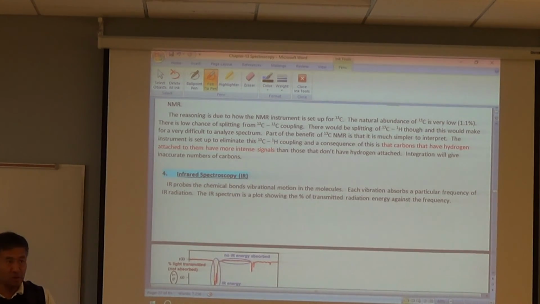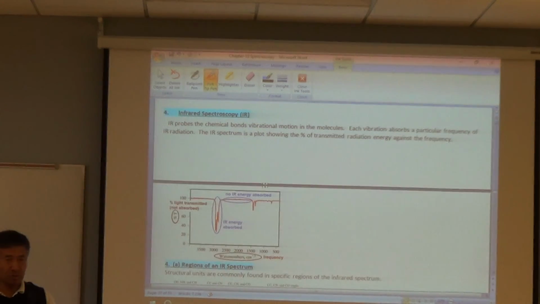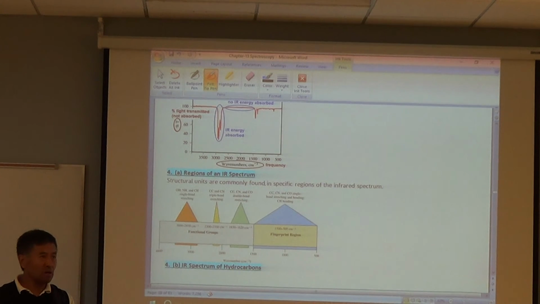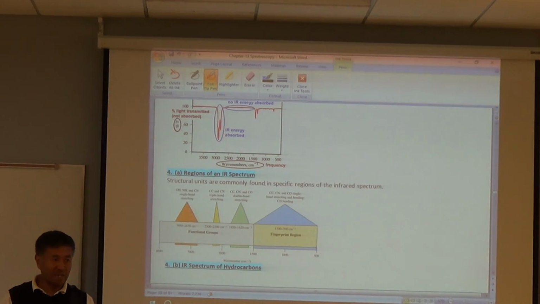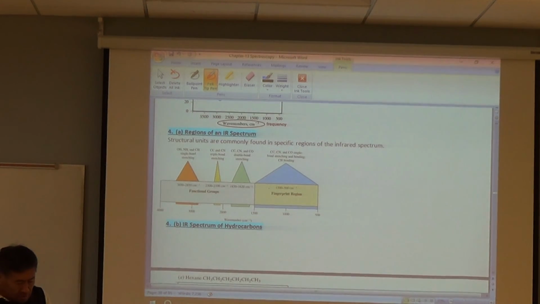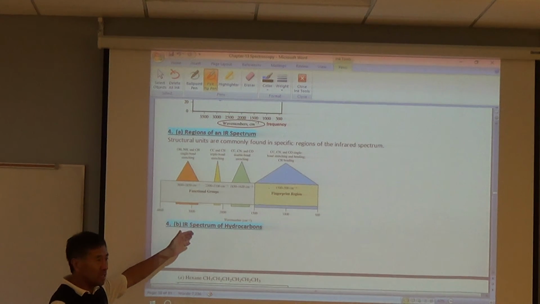So the next spectroscopy is about infrared, the IR. And we will use IR a lot in the lab. IR is based on the chemical bond vibration, like stretching, bending. So those energies are relatively easy to measure. What we want to learn in this IR is those different regions.